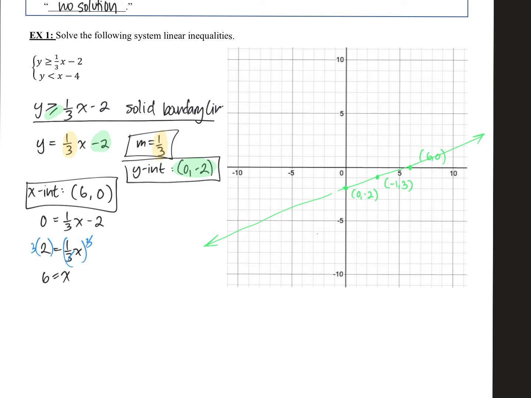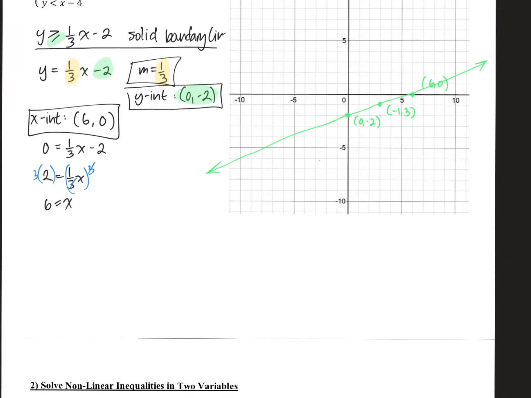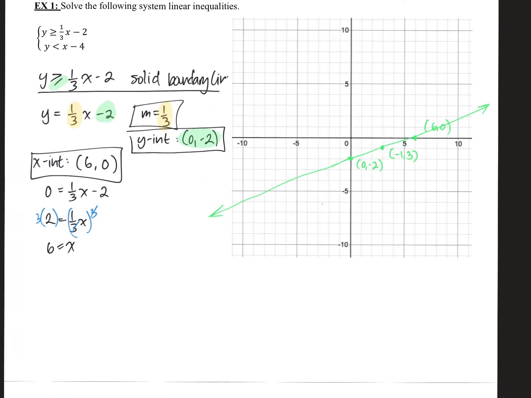So let me fix my other graph real quick. My little tantrum on boundary line picking. Okay, test point. What test point should we pick? I said pick (0, 0). I'll label it TP for my test point. Please do that on your graph to let me know which test point you picked.